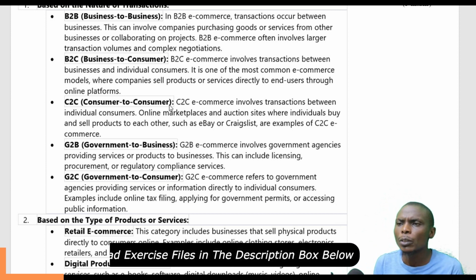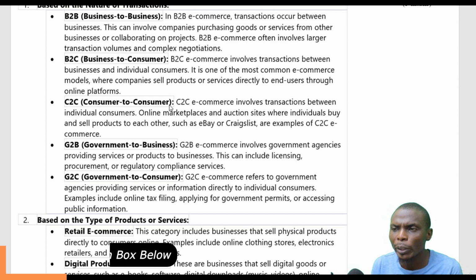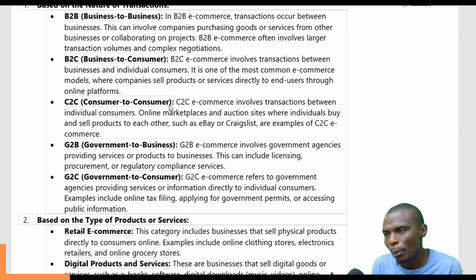The second one based on this nature of transaction that we can talk about is business to customer or B2C. So in business to customer, it involves transactions between business and individual customers. This is one of the most common e-commerce models where the companies or the organizations sell products or services directly to end users through online platforms. They directly deal with the end users without intermediaries.